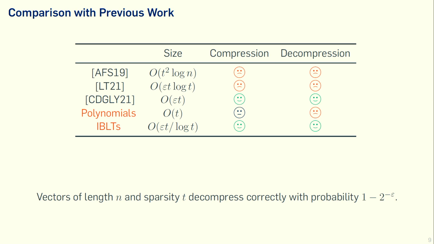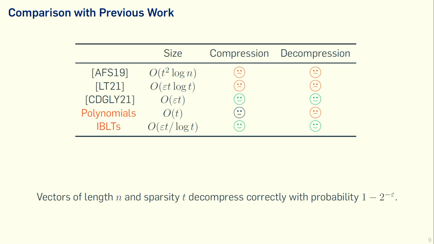And our polynomial construction basically is much better in the compression rate. We only need to send O of t many ciphertexts. The compression is not terribly efficient. It is not completely impossible, but not great. But decompression is really bad. This is really inefficient. It's polynomial time, but that's about it.